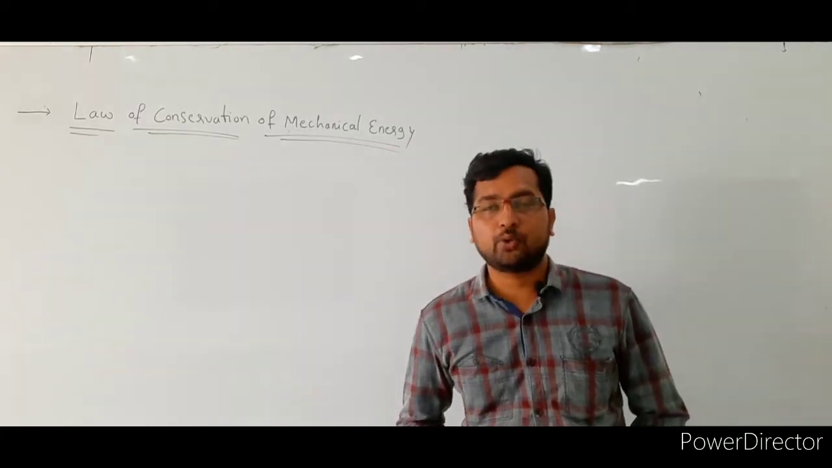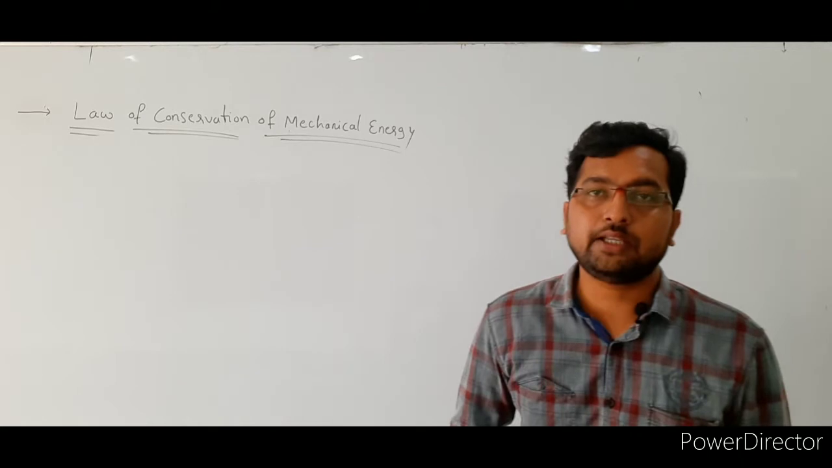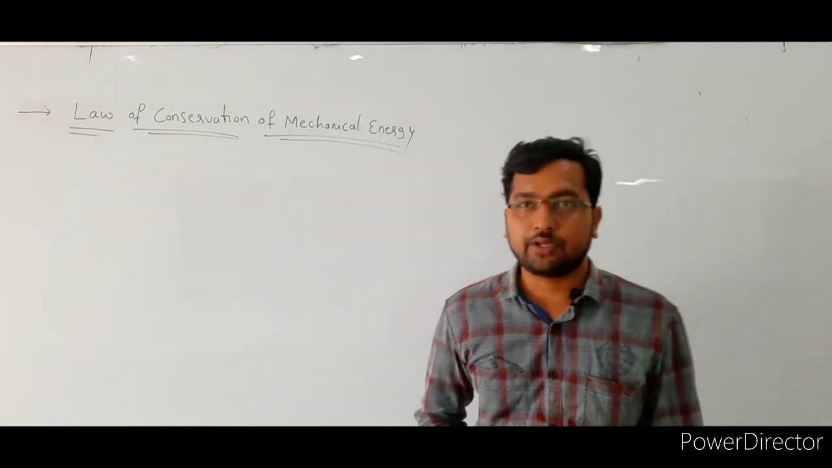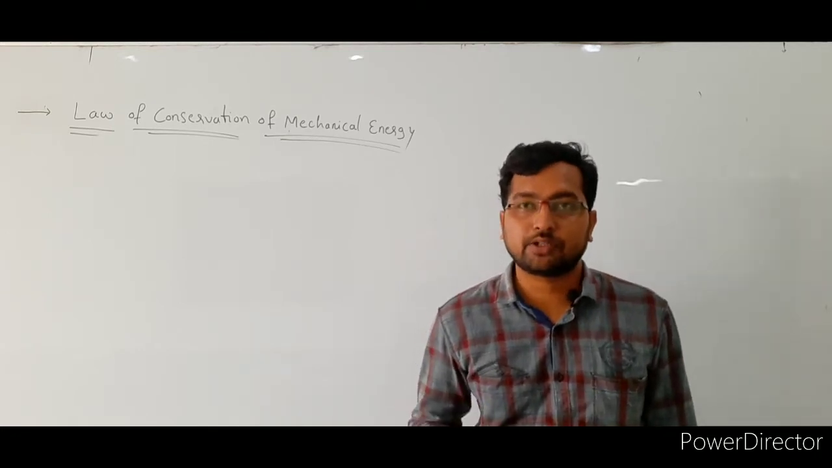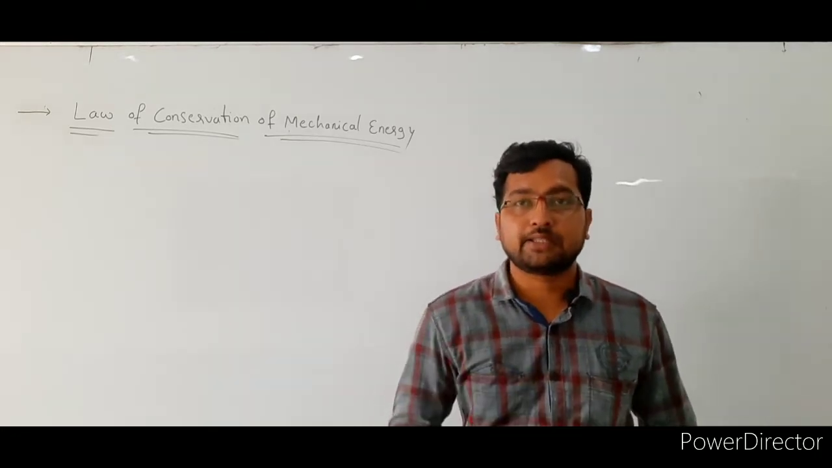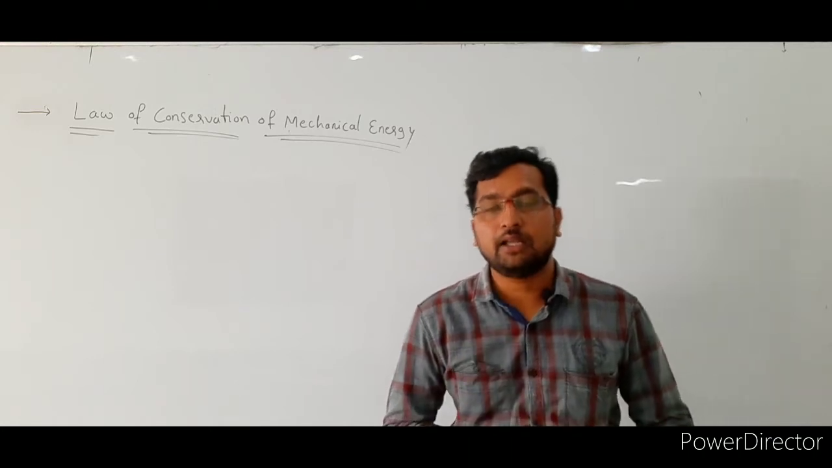Potential energy has two types. One is the elastic potential energy and the other is the gravitational potential energy. Elastic potential energy we have already discussed. The gravitational potential energy we will discuss in the 8th chapter, that is in the gravitation chapter.